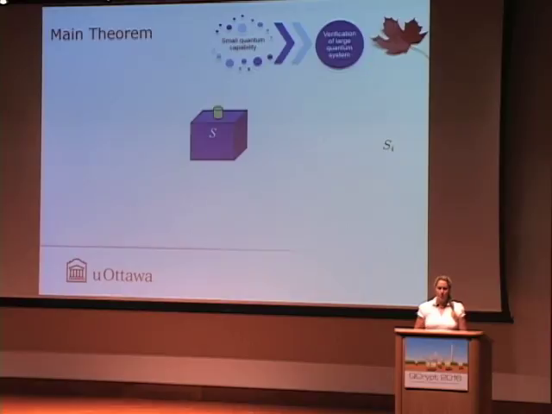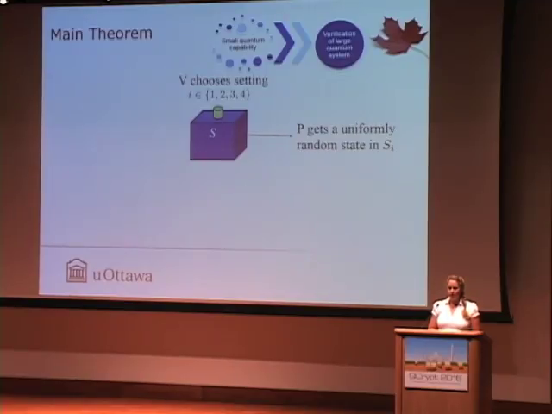And to be a bit more specific on the main theorem, we said that the verifier would need a little bit of quantum power. Well, the verifier needs this following box. There's a setting, and when the verifier presses the button, the prover will get one uniformly random state in the set Si, where i is the index that the verifier chose, and the verifier gets the classical description of that state.